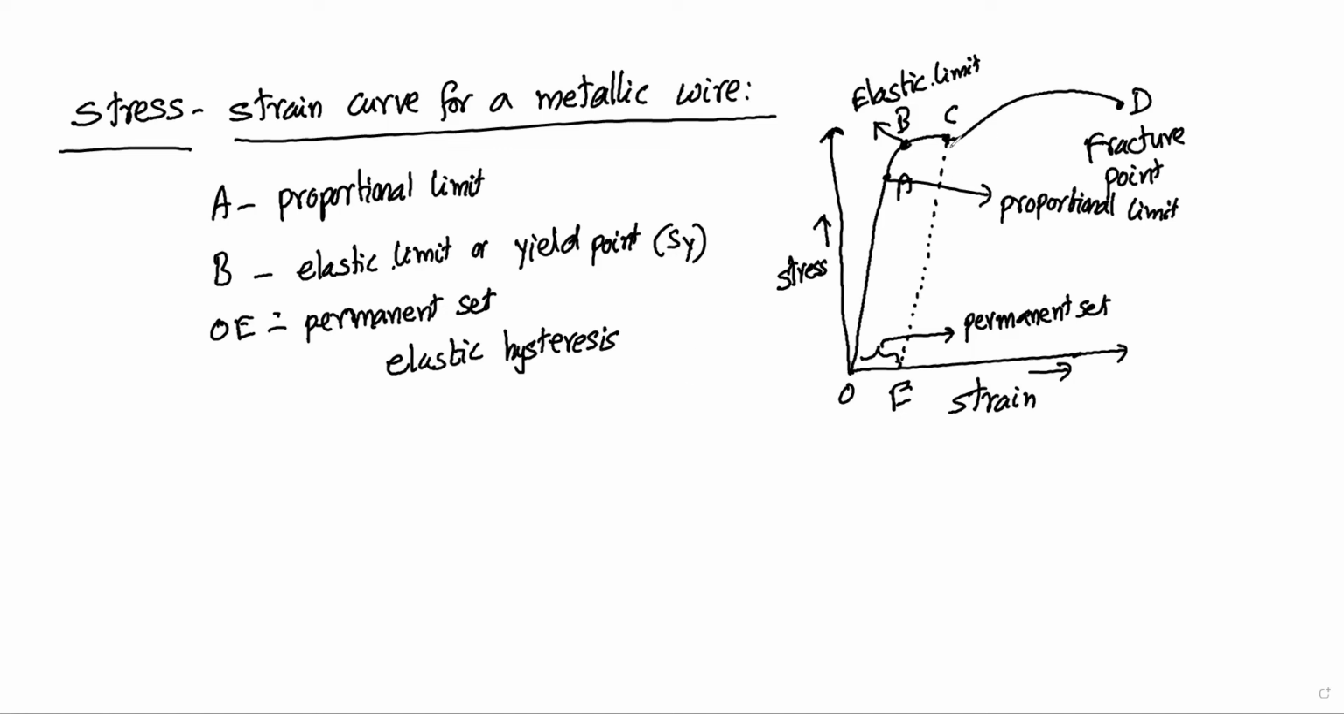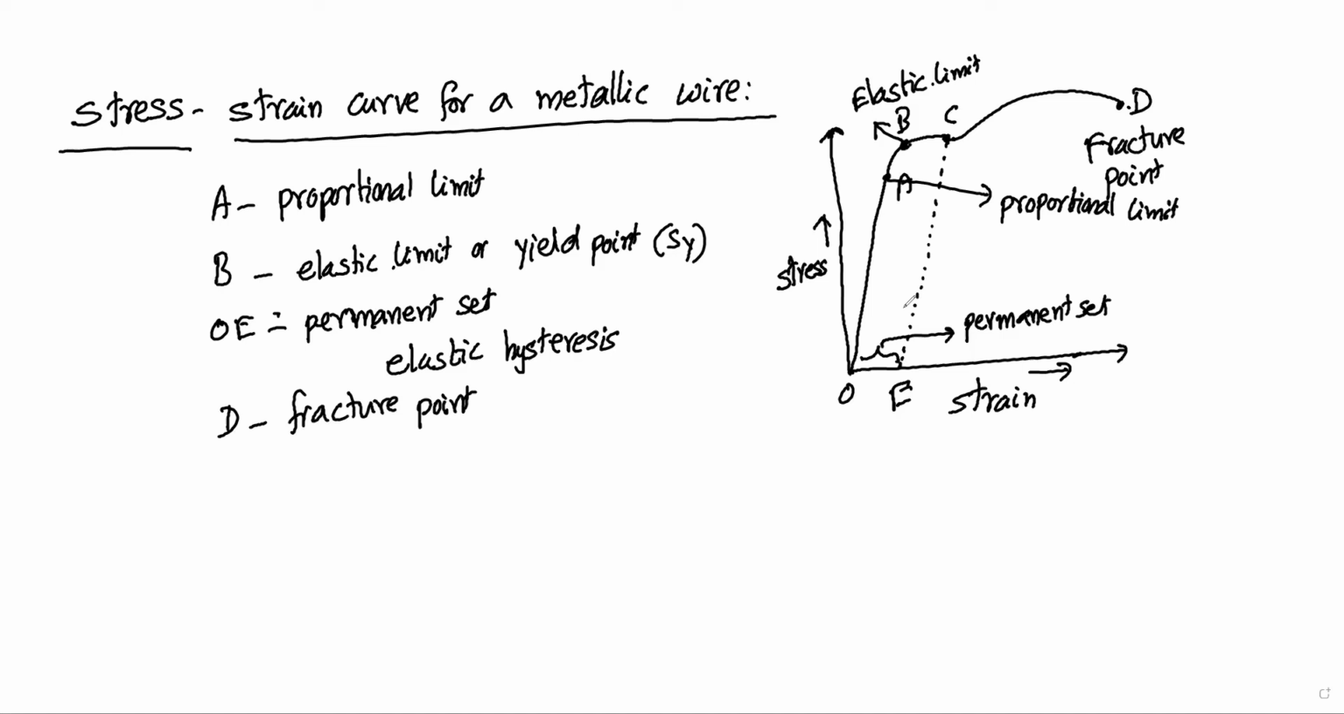If the load is increased beyond point C, there is a large increase in strain, or the length of the wire. In this region, constrictions develop at a few points along the length of the wire. The point D is called the fracture point.